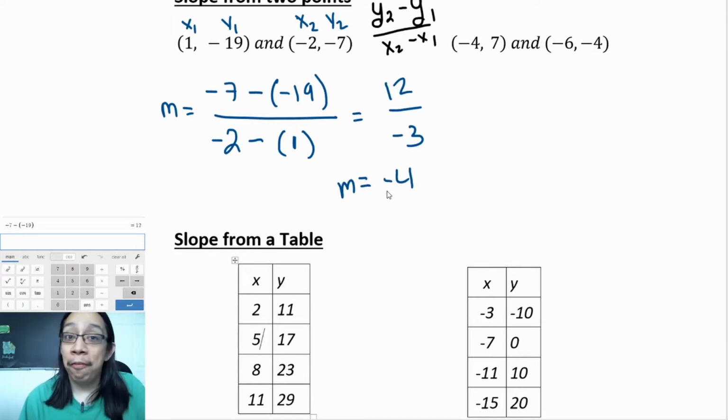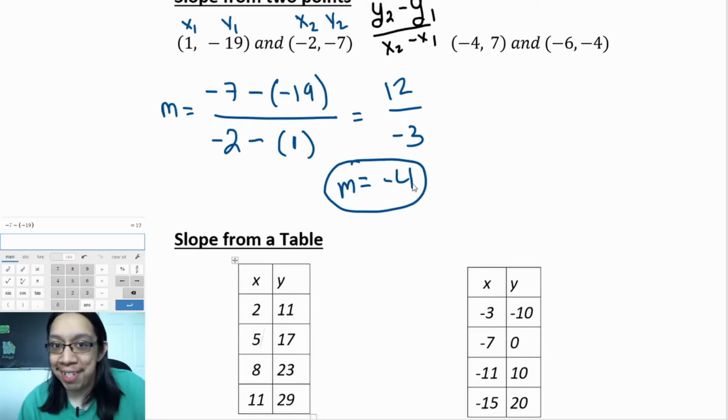Recall from the last discussion video about this, if your slope or your rate of change is negative, you should be expecting a line that's going down. So just keep that in mind. This is our slope. It is negative 4. This is our rate of change. It is negative 4. Let's go ahead and apply it one more time.